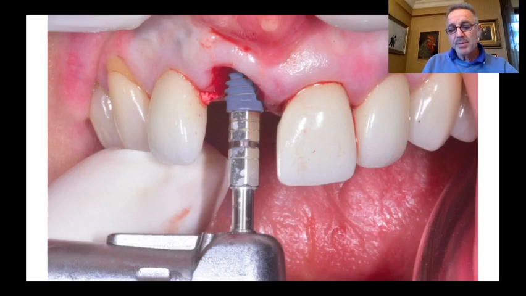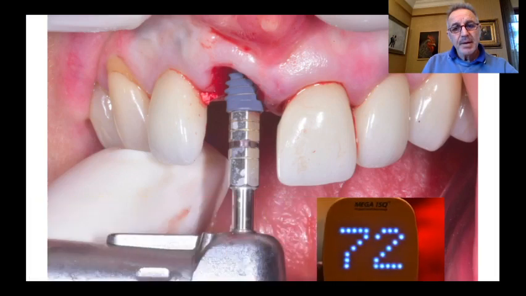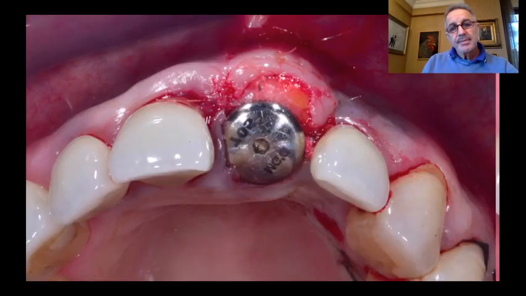After the osteotomy, I placed my implant. My ISQ value is 72. It's pretty okay for immediate restoration. I always calculate the ISQ values because it gives me objective information about my primary stability. Then I performed an envelope flap. I didn't use a vertical incision. Then I placed my connective tissue graft. Now the patient is ready for our CAD/CAM restoration.